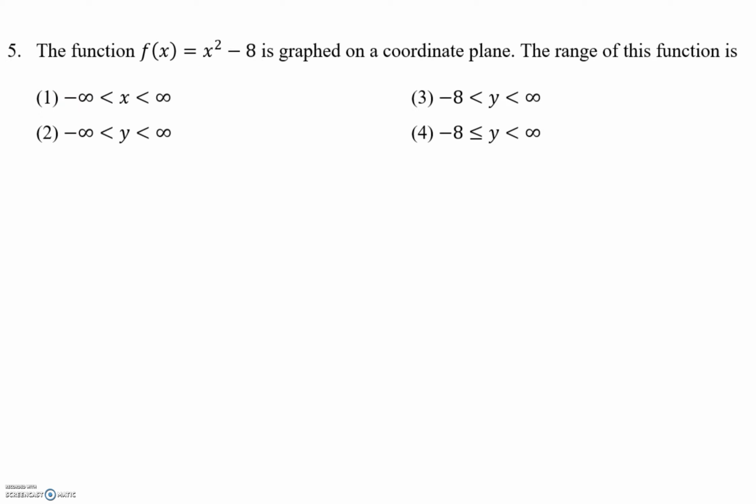For 5, the function f of x equals x squared minus 8 is graphed on the coordinate plane. The range of the function is. The range is our y values. So let's just look at our choices and see if we cross off anything first. The only thing that we can cross off is choice 1, because it's talking about x. The x value is our domain. So now we're between choice 2, 3, and 4.